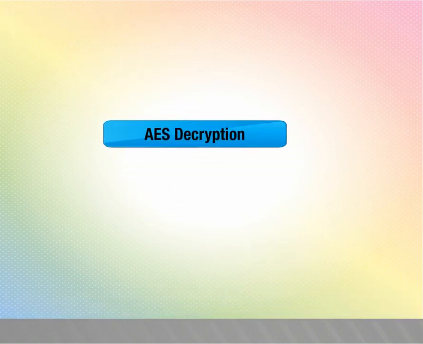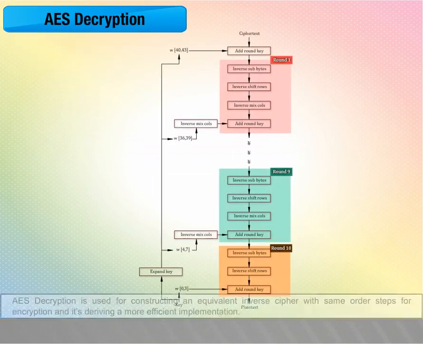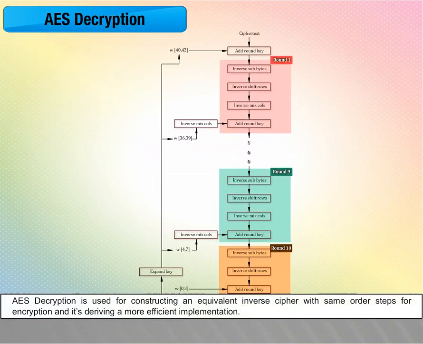AES decryption. AES decryption is used for constructing an equivalent inverse cipher with the same order of steps as encryption, and it is deriving a more efficient implementation.